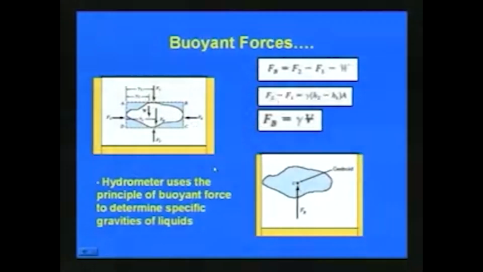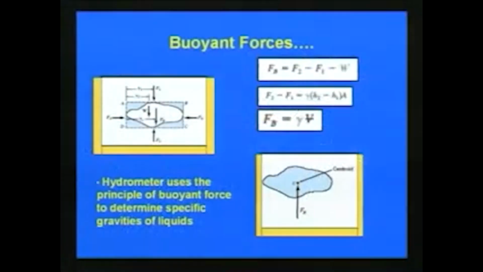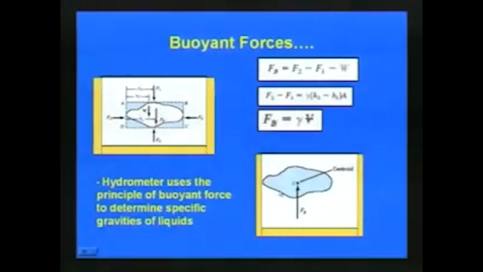We can apply this principle to many other applications. If you want to determine the specific gravity of a liquid, we can use a hydrometer. A hydrometer is an equipment, just like a cylindrical form, where some fluid is filled, and then it is put into the liquid. This principle of buoyant force is used to determine the specific gravity of the liquid. So the Archimedes principle, the buoyant force and the center of buoyancy are very important in many fluid flow problems.